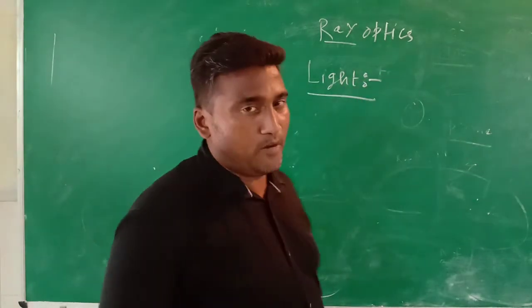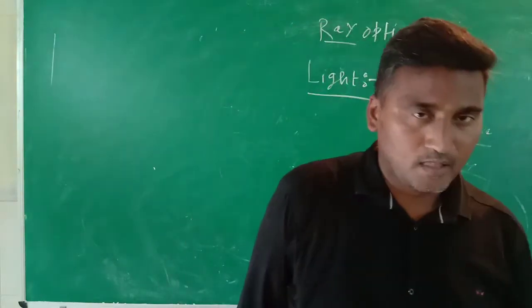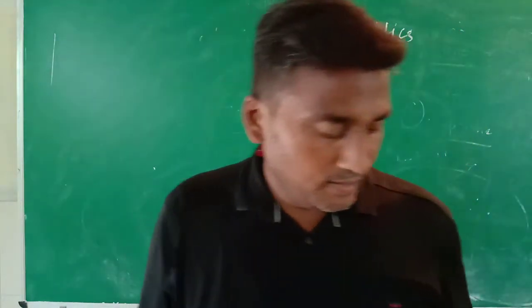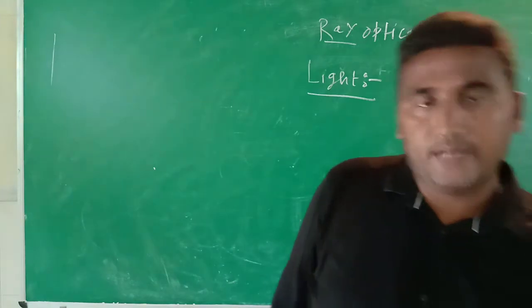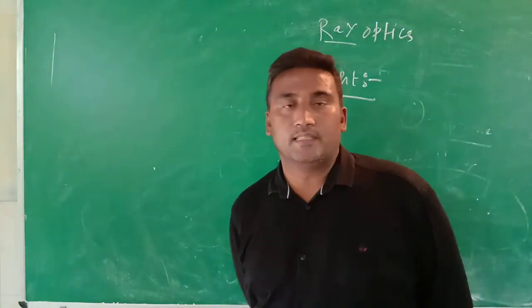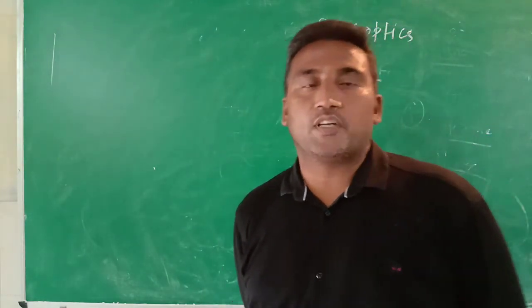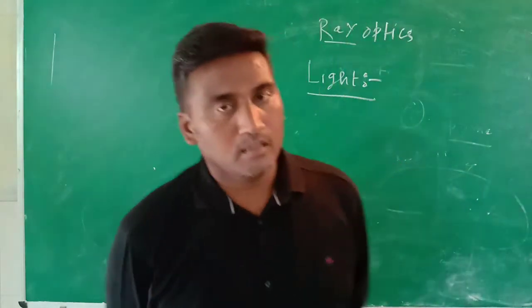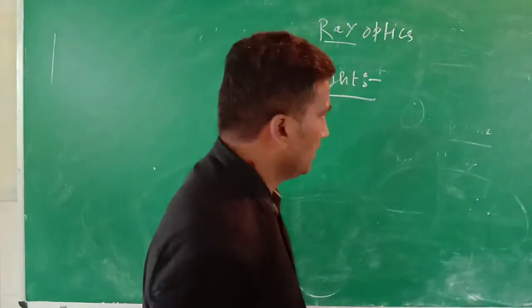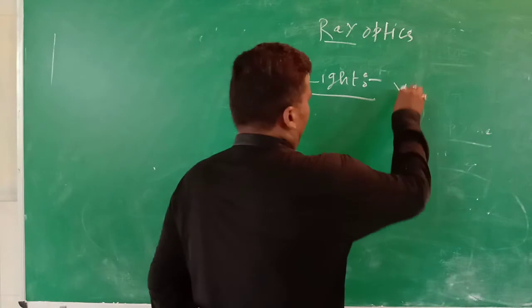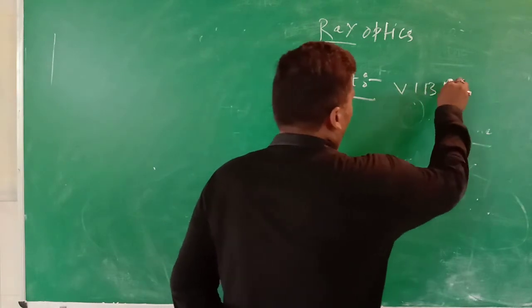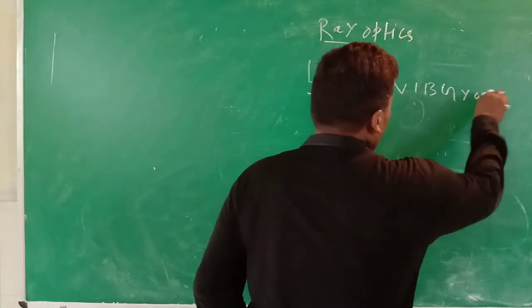Now our first topic is light. What is light? Light is a form of energy, and we can see any object easily. Light is a mixture of seven visible colors, VIBGYOR. It is in ascending order of wavelength and descending order of frequency.